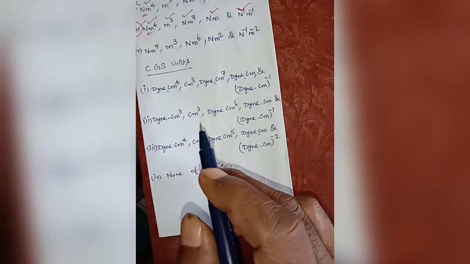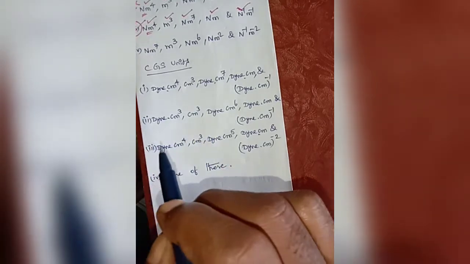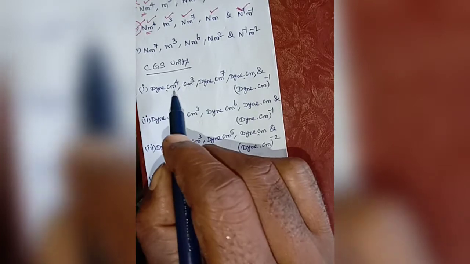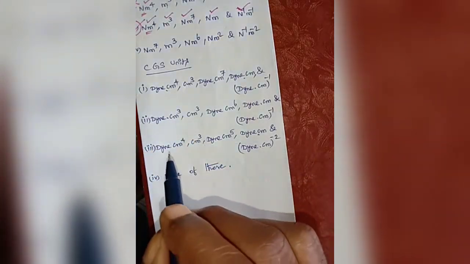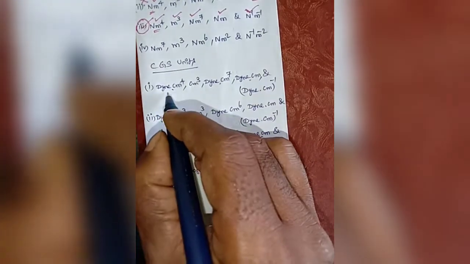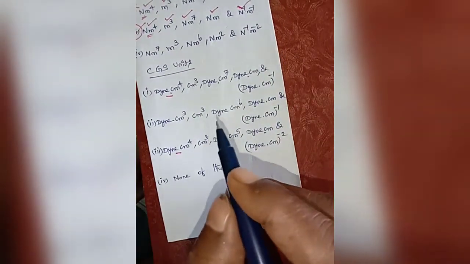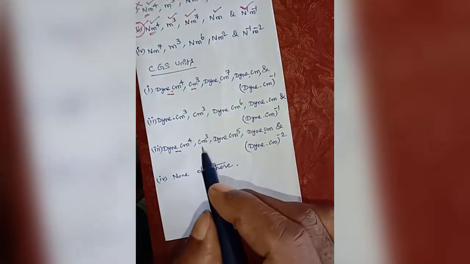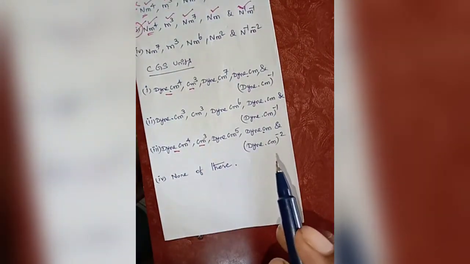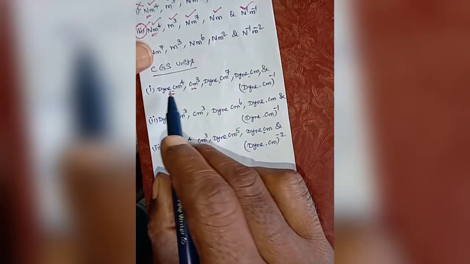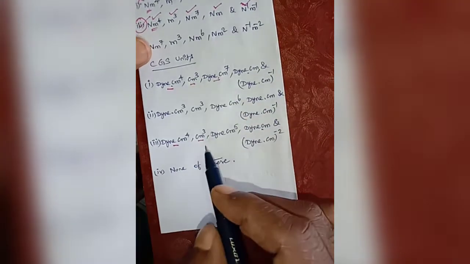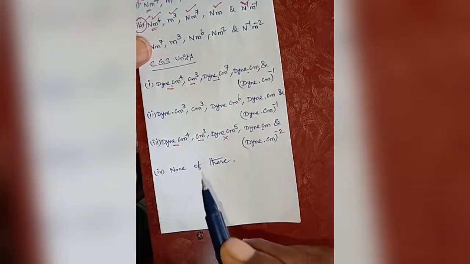Now find out. First, the CGS unit of A: dyne centimeter power 4. Now this answer is correct and this answer is correct. And second one, CGS unit of volume: centimeter cube. Second answer also correct. Now these two multiplied give dyne centimeter power 4. Third answer is wrong.